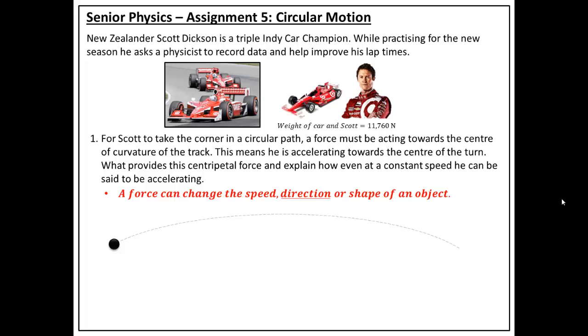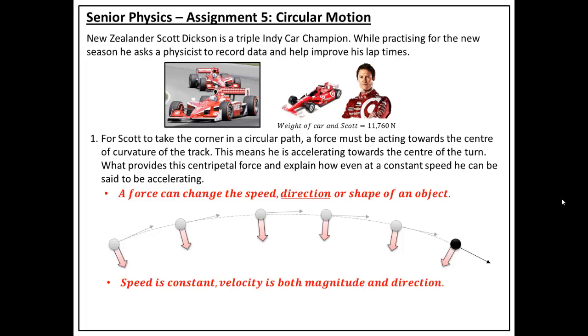Velocity is a vector property with a linear direction, shown here with the grey arrows. As the car moves in a circular path, its linear direction is changing due to the resultant or centripetal force acting on the car towards the centre of curvature. Now, as velocity is a vector quantity with both magnitude and direction, although this magnitude of velocity or speed is constant, the direction is not.